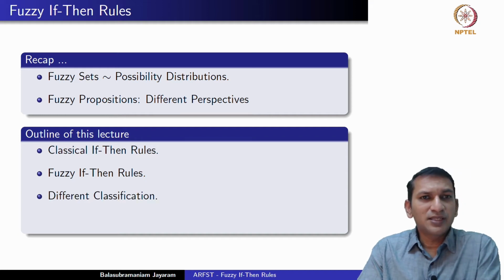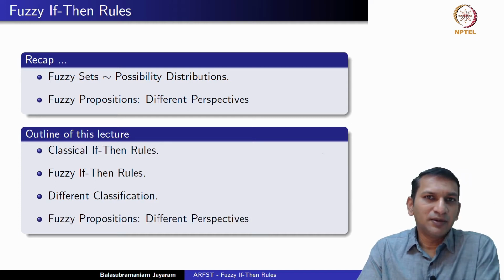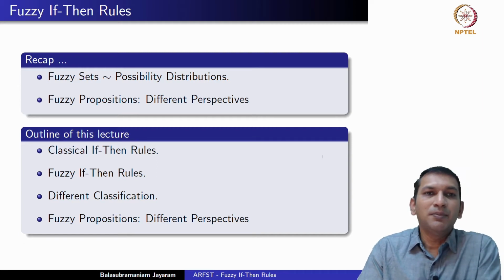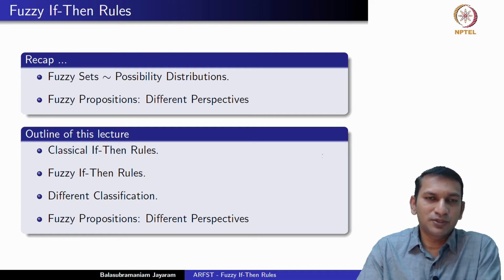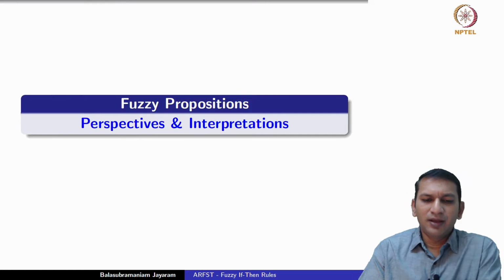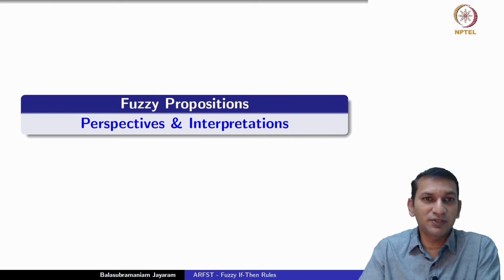We will look at some existing classifications of these rules. Note that the different interpretations and perspectives that we have had on fuzzy propositions will make an appearance for sure when we are dealing with fuzzy if-then rules. A quick recap of fuzzy propositions, perspectives and interpretations that we have seen in the last lecture.